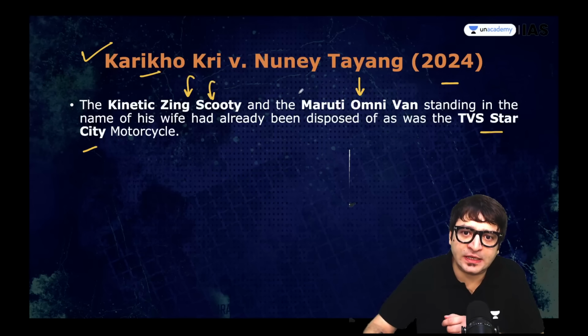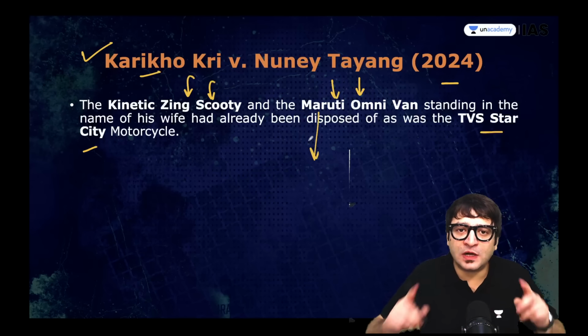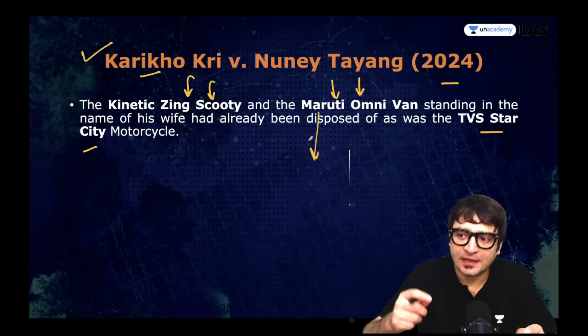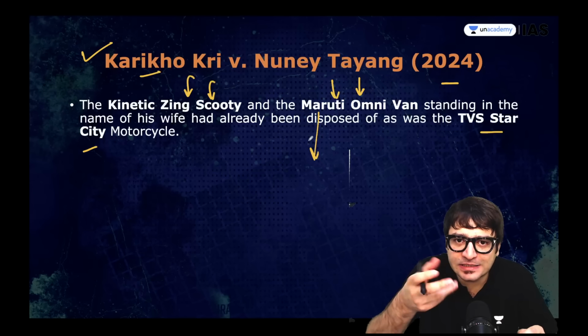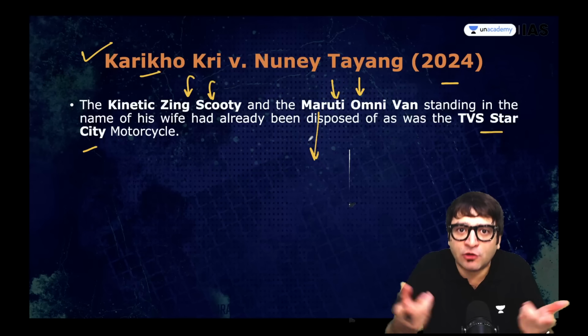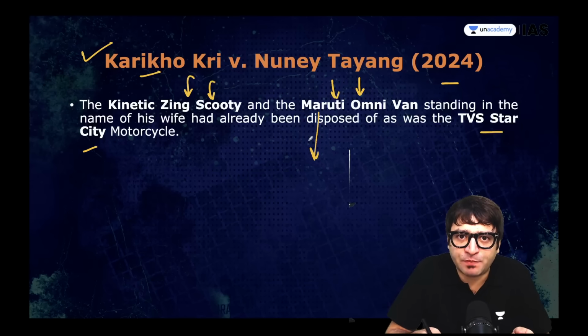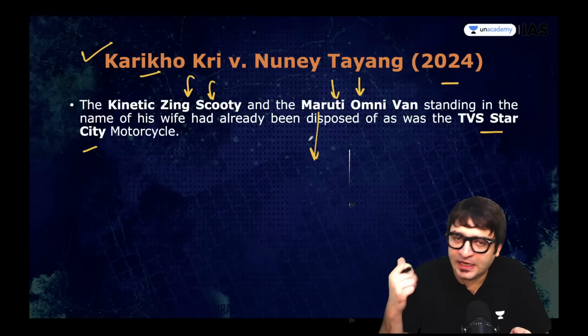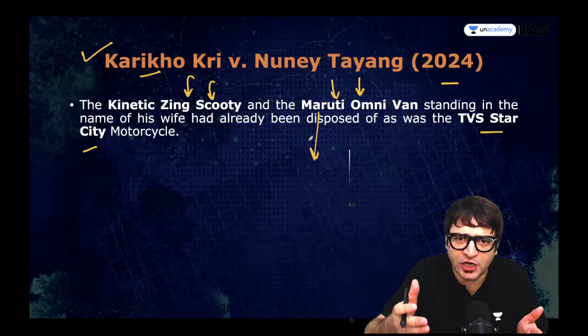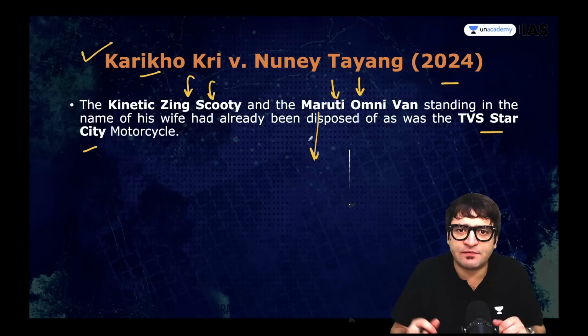Kinetic Zing Scooty and Maruti Omni Van were in the name of his wife, but she had already sold them. But when you sell your vehicle, it will take time for the ownership to change, for the RC to change. That RC had not changed at the time when he filed his nomination papers. So should I include that or exclude? I'm filing my nomination papers now, but the two vehicles in the name of my spouse, she has sold them. But the ownership has not reflected online yet. The ownership has not changed yet, but it will change. Why should I include this in my election affidavit?